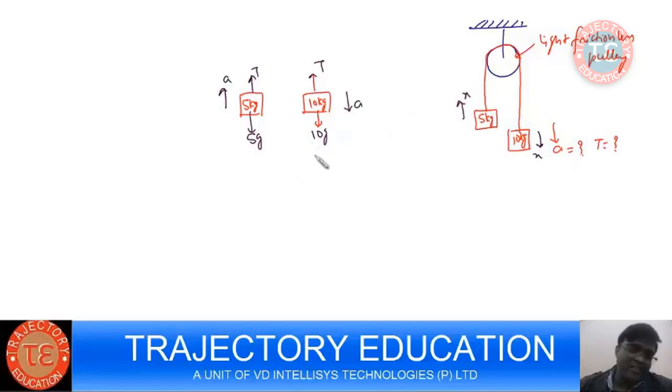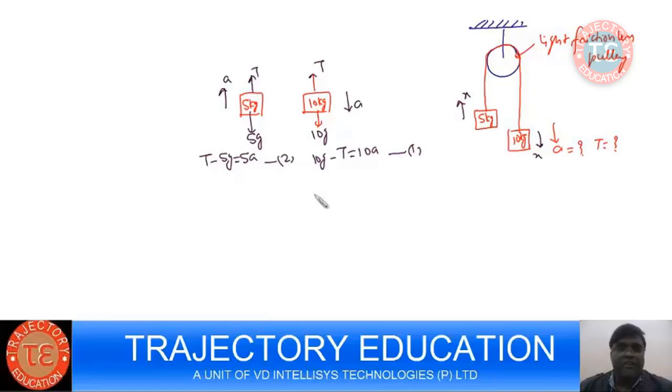Alright. Now, if I apply Newton's second law, you have a net acceleration a in the downward direction. So net force in the downward direction is going to be 10g minus T equals 10a. Now, you have the acceleration a in the upward direction over here. So what is the net force in the upward direction? T minus 5g equals 5a. So this is 1, this is 2.